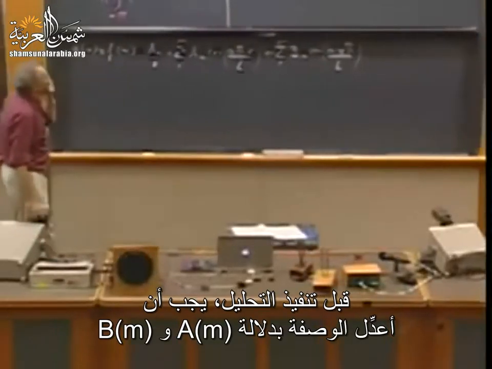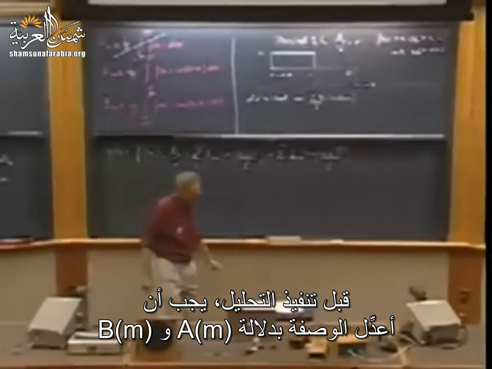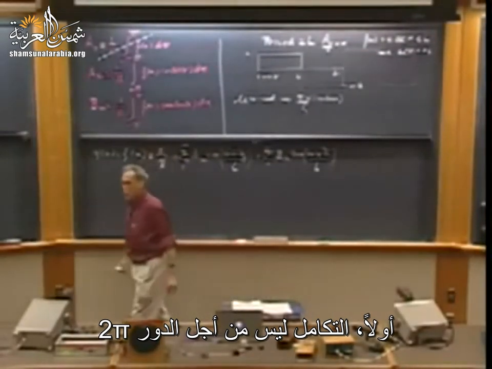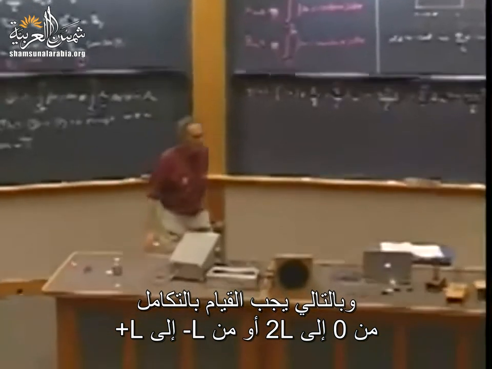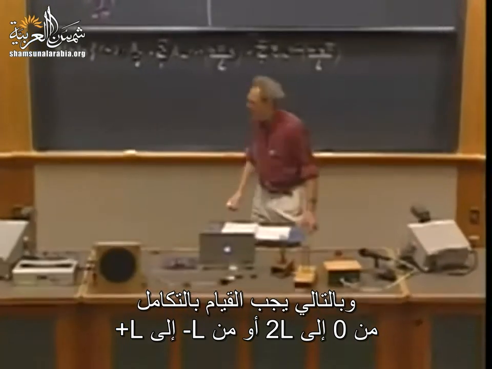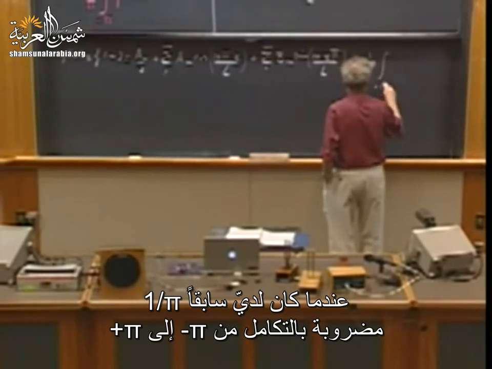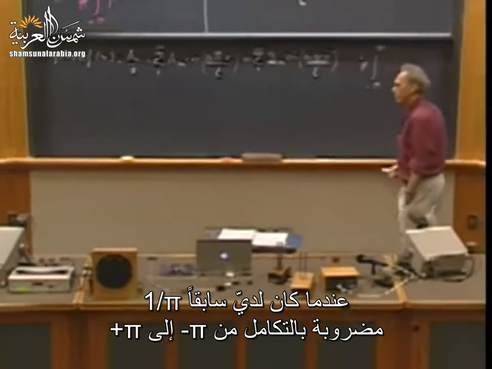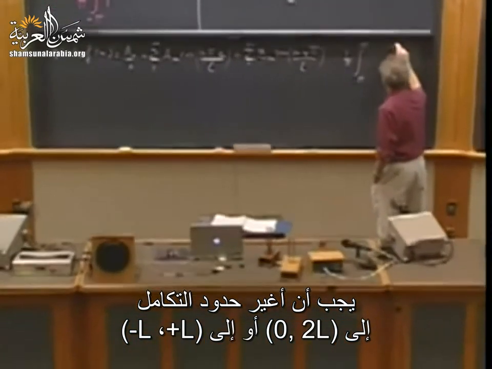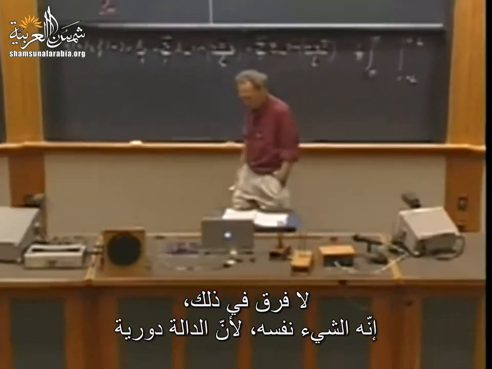Before we can execute the analysis, I also have to change the recipe in terms of a of m and b of m. First of all, I don't have an integral over a period 2 pi, but I have to do an integral from 0 to L, or from minus L to plus L. So where earlier I had 1 over pi integral minus pi to plus pi, I have to change this boundary either from 0 to 2L, or if you prefer from minus L to L, I don't care, it's the same thing, because the function is periodic.